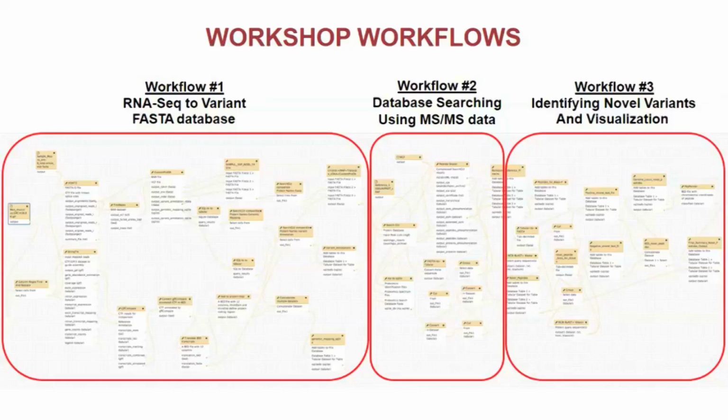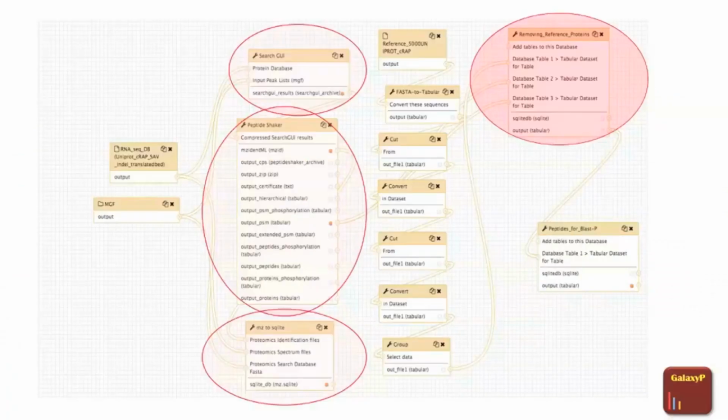So that covers these two workflows. The first one generates a protein FASTA file, and the second gives you two outputs. One is your peptides that are going to be subjected to BLAST-P analysis, and it also gives you an mzSQLite file, and I'll talk about what it means.